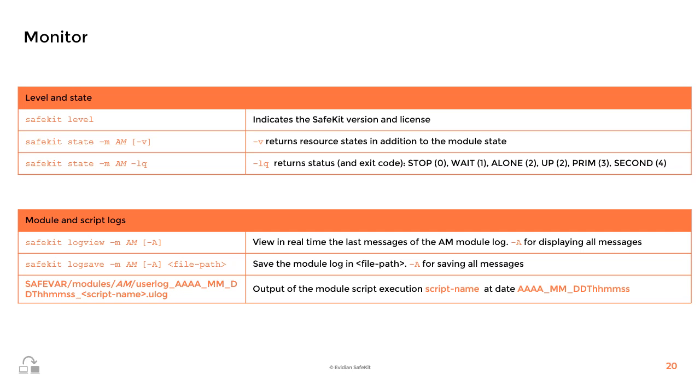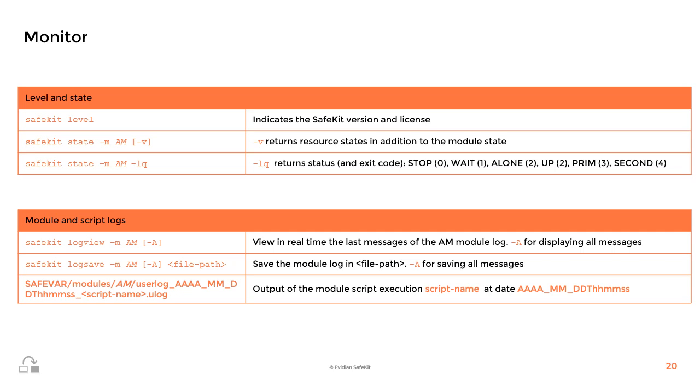Here are some essential commands you need to know to monitor your modules effectively. To check the safekit version and license, use the safekit level command. To get the state of a module, use the safekit state command. The -V option returns the resource states in addition to the module state. To reduce the output to the synthetic state of a module with an exit code, use the -LQ option. This can be useful for scripting safekit commands.